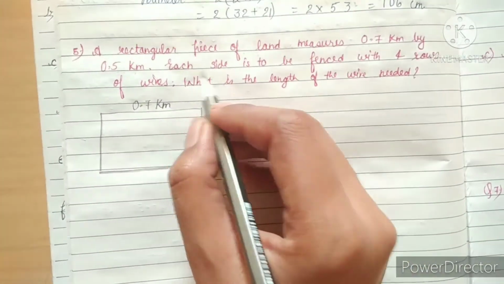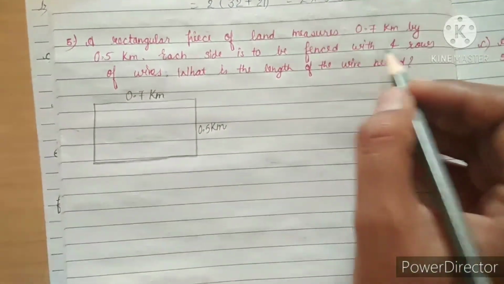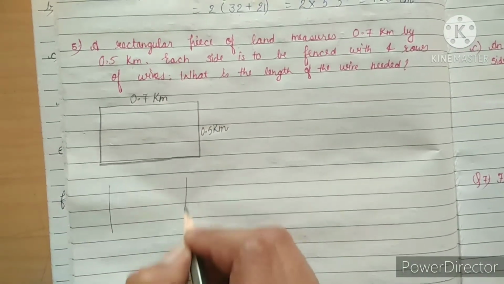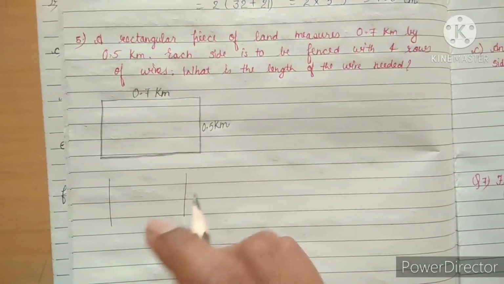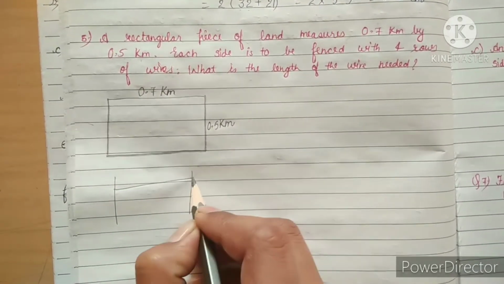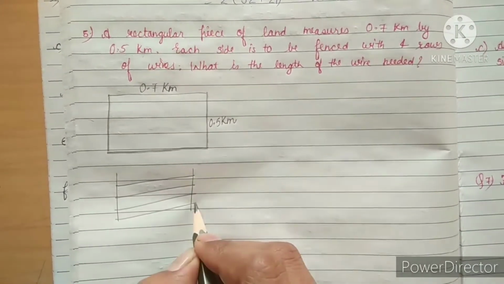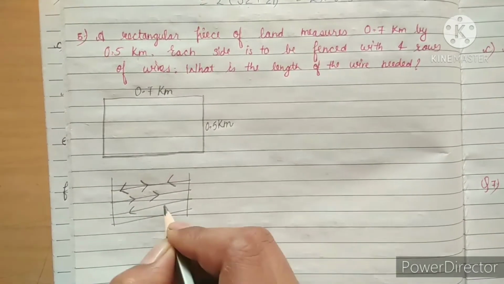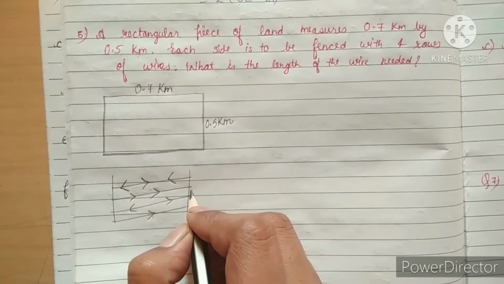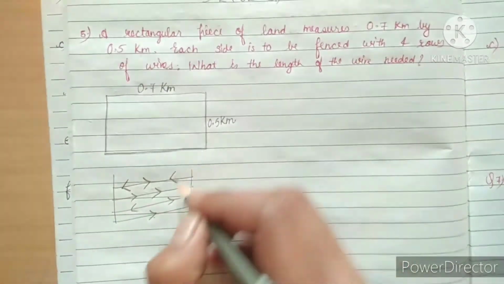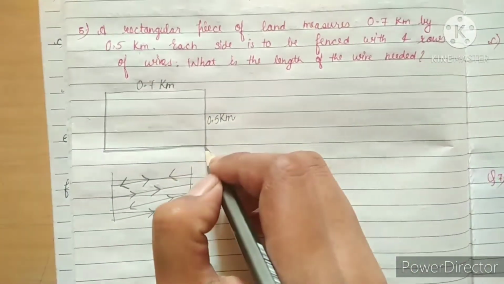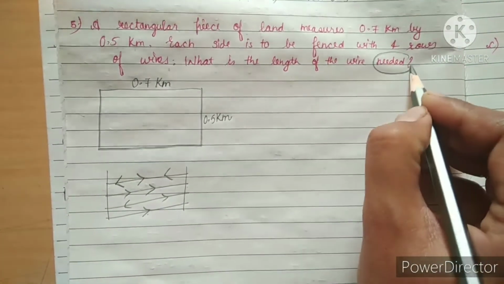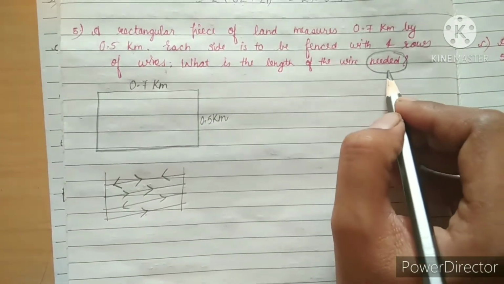Each side is to be fenced with 4 rows of wires. So you see, on the boundary of the land, 4 spiked wires are going to fence the land. This kind of fencing we have to do on each side. It means on each side we have to fence 4 times, 4 rows of wire. What is the length of wire needed?